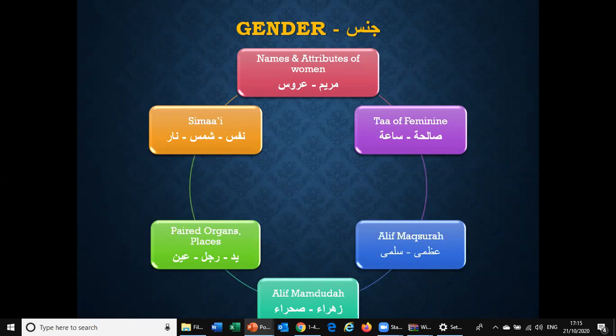For example, Shams, the sun. Sun in Arabic is a feminine word, unlike many other languages. We use sun as a masculine word in Urdu, but in English or in Arabic, it is a feminine word. Likewise, nar, the fire, nafs, the soul, are feminine words. There are many like that.